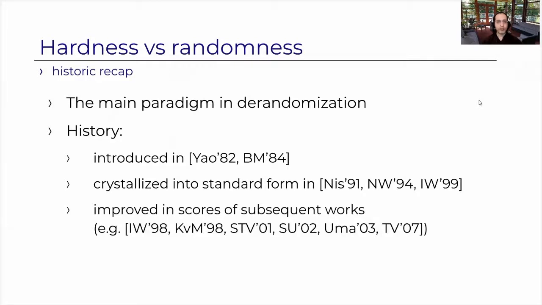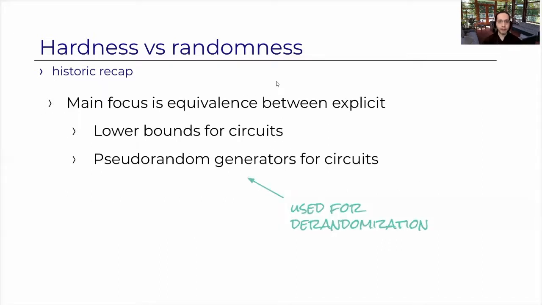So, just a historic recap: the main paradigm in derandomization is hardness versus randomness, which was introduced in the 80s and crystallized into the standard textbook form that we know today throughout the 90s. And it's been extensively studied in scores of subsequent works since then. The main focus of this paradigm is an equivalence between explicit lower bounds for non-uniform circuits and explicit PRGs, pseudorandom generators, for non-uniform circuits. And PRGs for non-uniform circuits can then be used for derandomization.